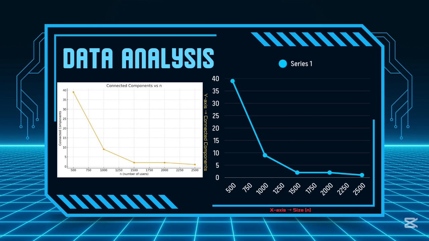Now this final slide for part B visualizes and analyzes the data. This graph vividly illustrates the results. The x-axis shows the number of users and the y-axis shows the connected components. The rapid drop from 39 to 1 components demonstrates a critical concept in network theory. As the number of nodes and random connections increases, the network quickly becomes highly connected, moving towards a single large component. So that's the end of my segment.